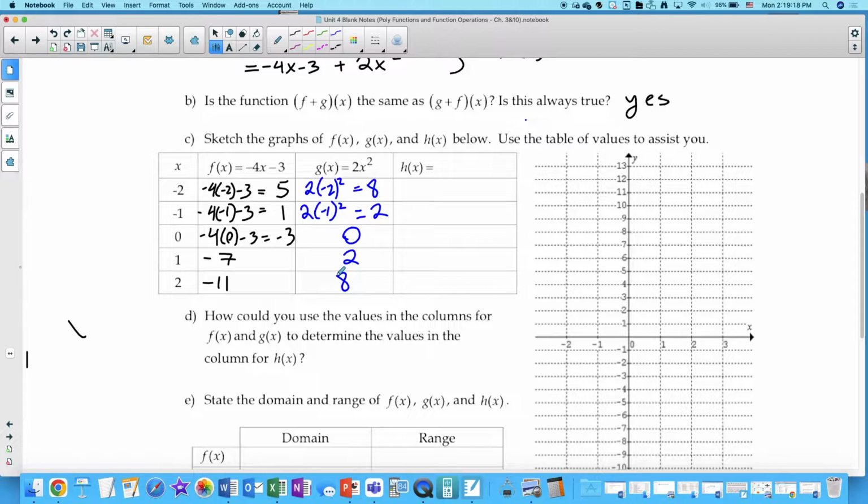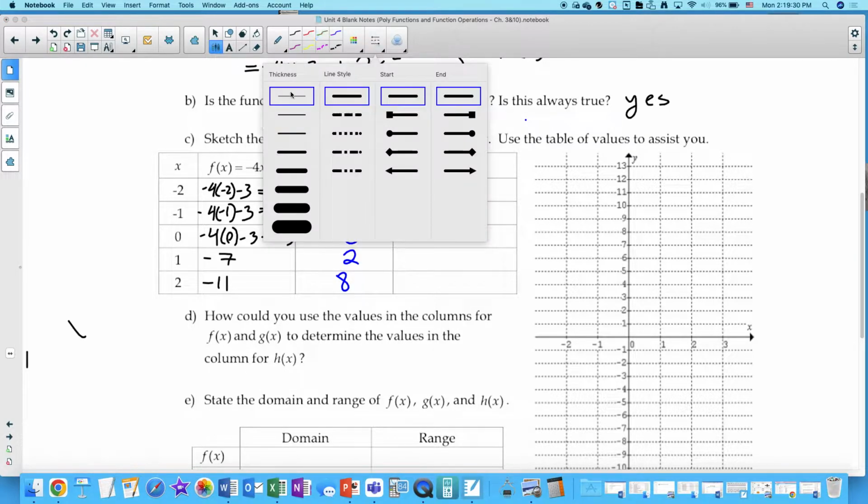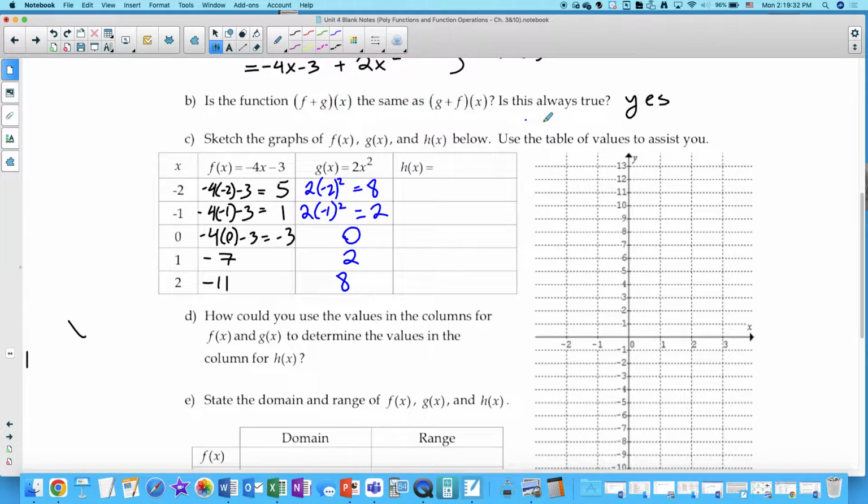Okay, now h of x is defined as the sum of f of x plus g of x. So what do you think the y value is going to be for h of negative 2? Yeah, it's 5 plus 8, right? Because essentially we're just taking parts of the function of h of x and evaluating separately and then adding.